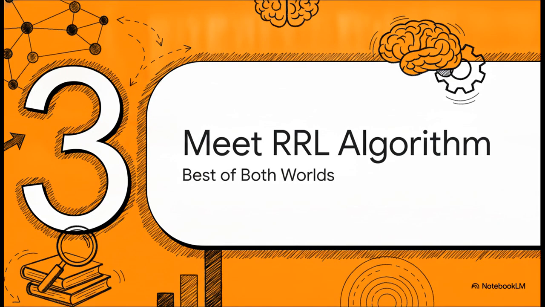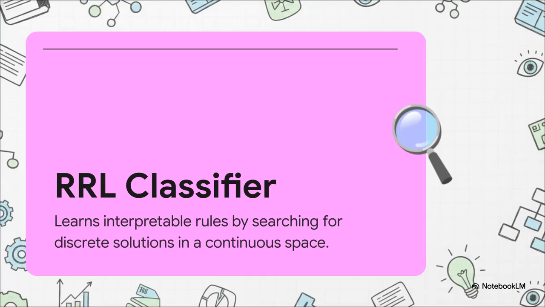All right, Section 3, meet the RRL algorithm, the best of both worlds. To tackle this, researchers over at Tsinghua University and East China Normal University asked a pretty bold question. How can we scale up rule-based models without losing that sweet interpretability? And their answer is RRL, or the Rule-Based Representation Learner. This is a real aha moment for sure. RRL is a novel classifier that basically gives us the best of both worlds. It automatically learns highly interpretable, non-fuzzy logical rules, but, and here's the kicker, it scales like a neural network by searching for discrete solutions inside a continuous, smooth mathematical space during training.